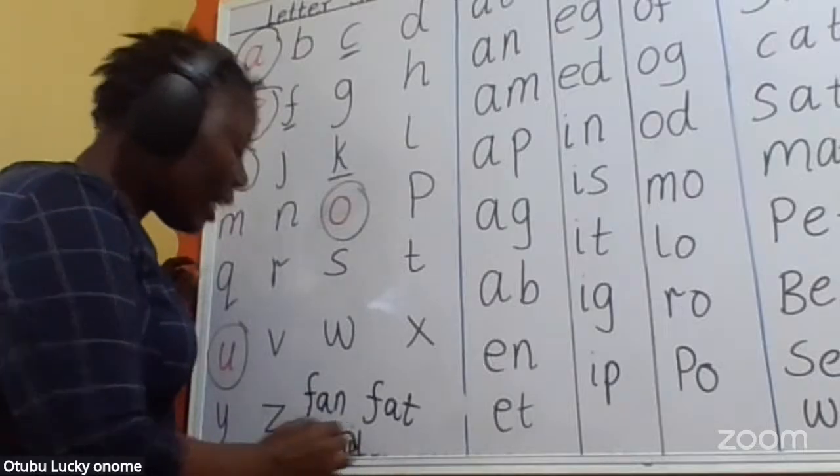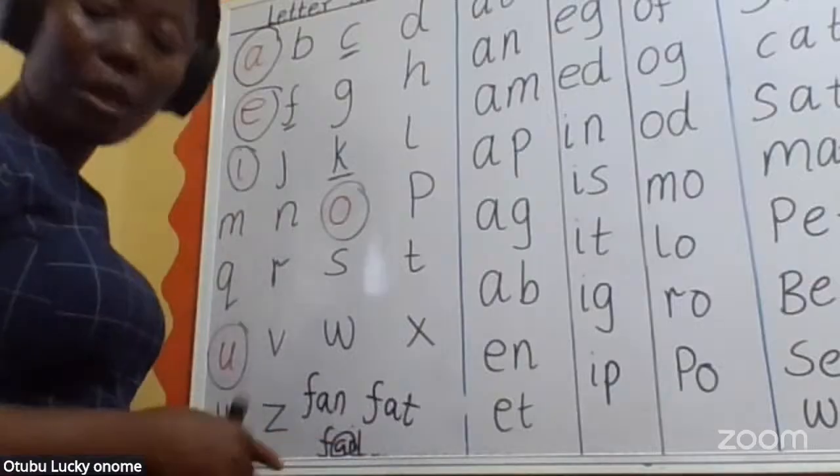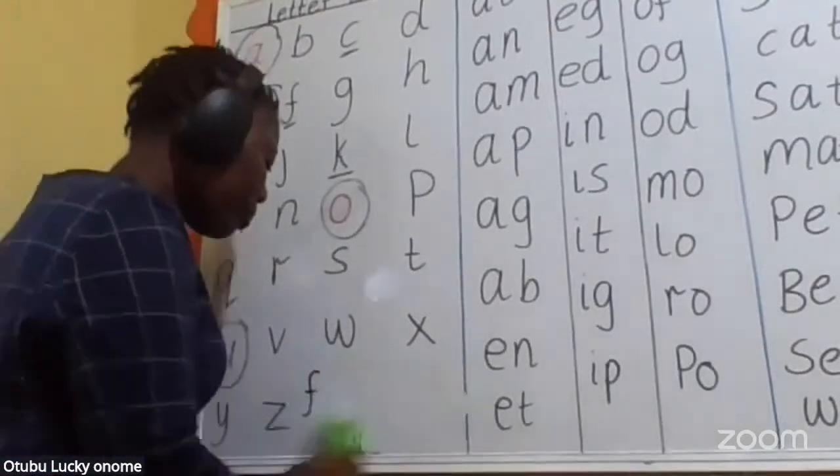This A here is a diagram. It's a diagram that we'll look at shortly.